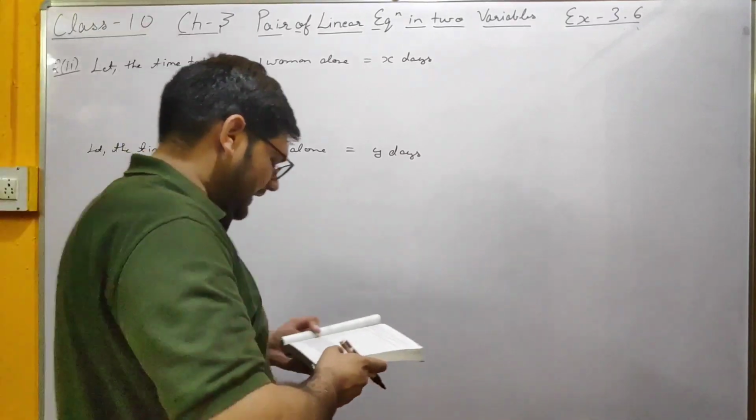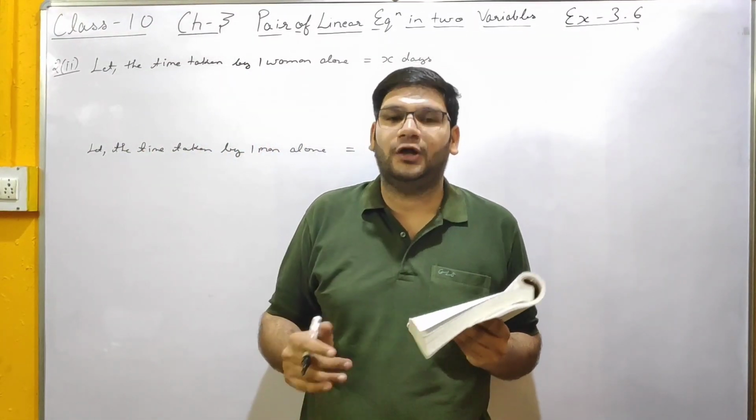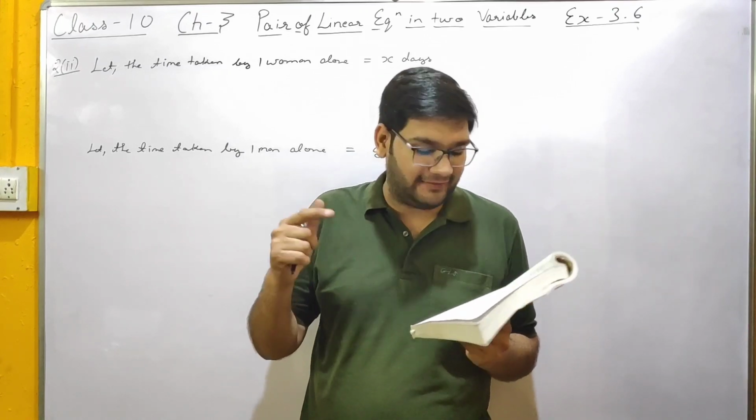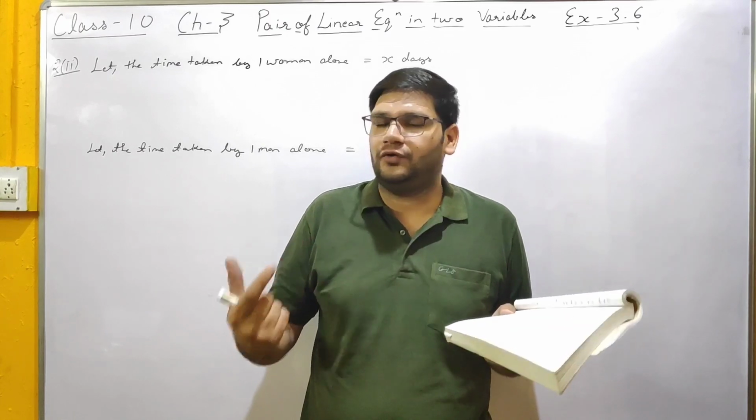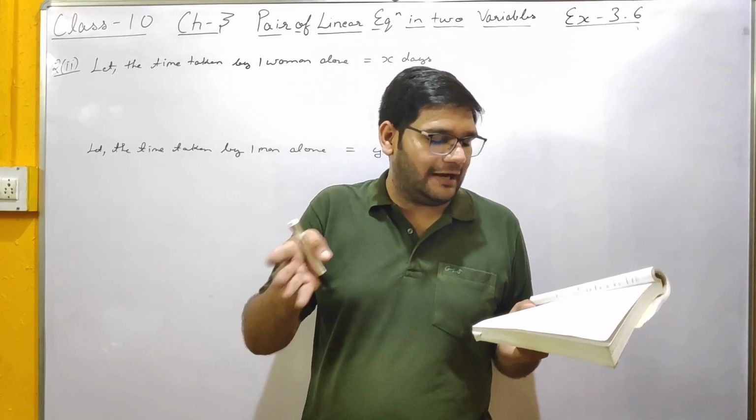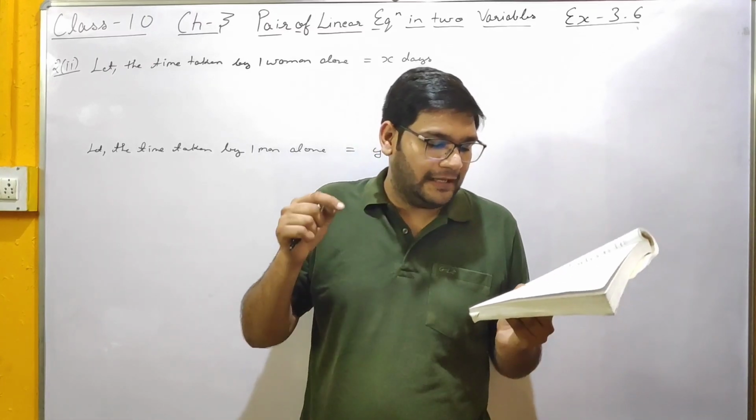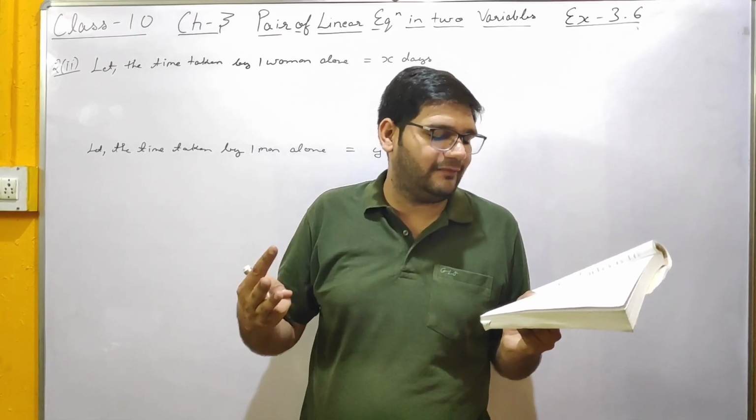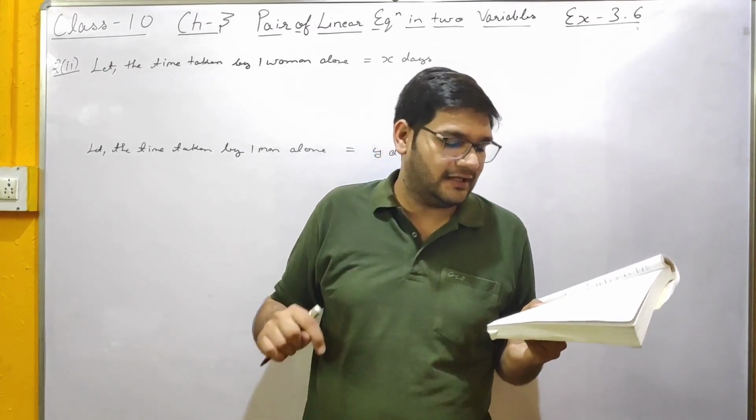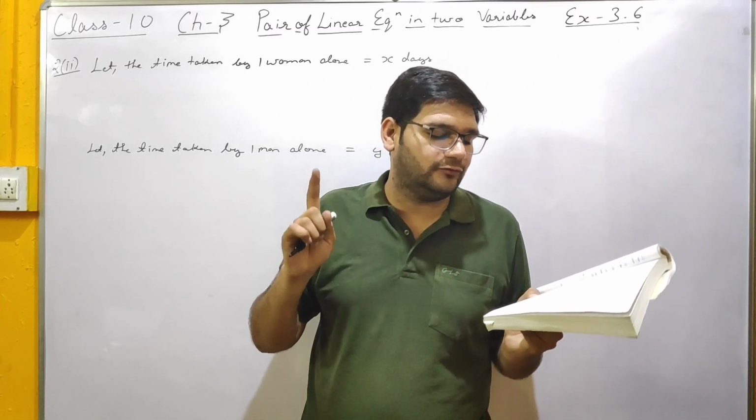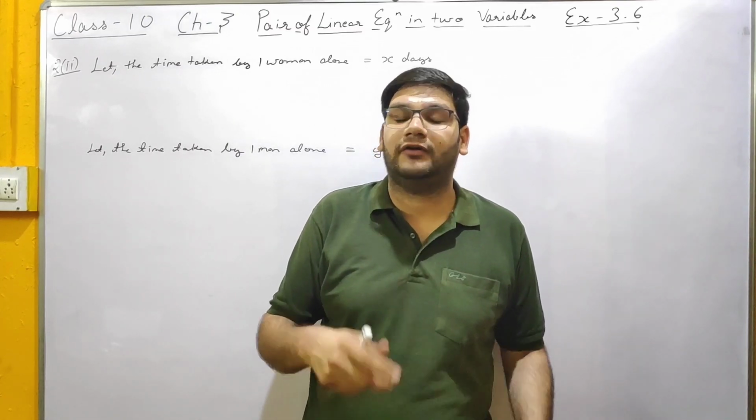Alright, now the second part of the second question. 2 women and 5 men can together finish an embroidery work in 4 days. So 2 women and 5 men are finishing some work in 4 days, while in the other case, 3 women and 6 men can finish the same work in 3 days. Find the time taken by one woman alone and the time taken by one man alone.